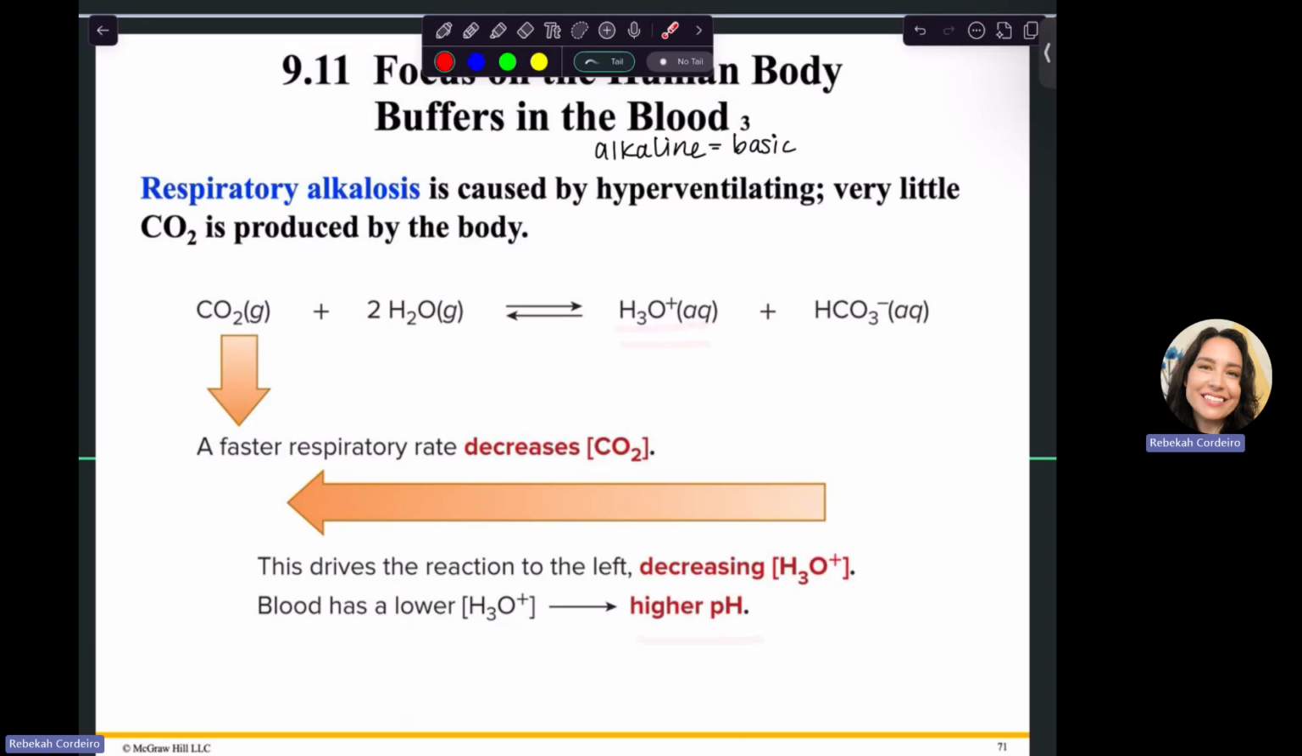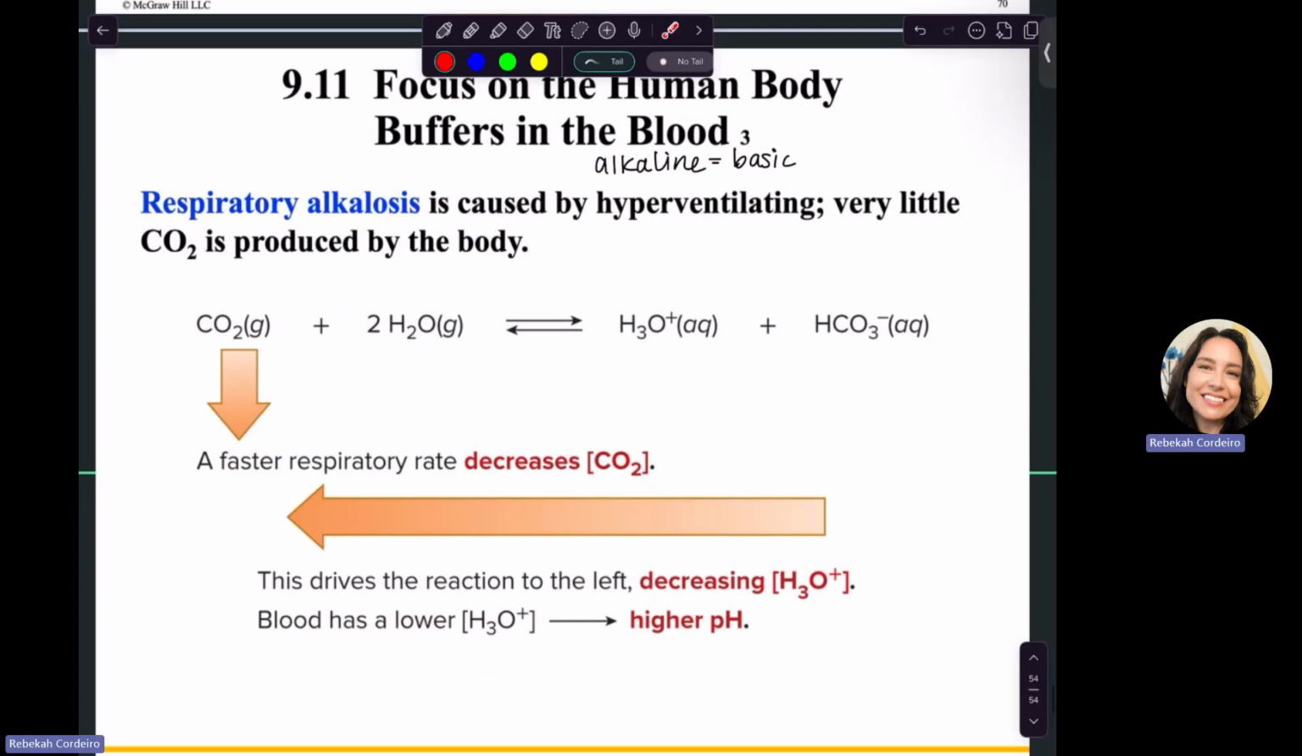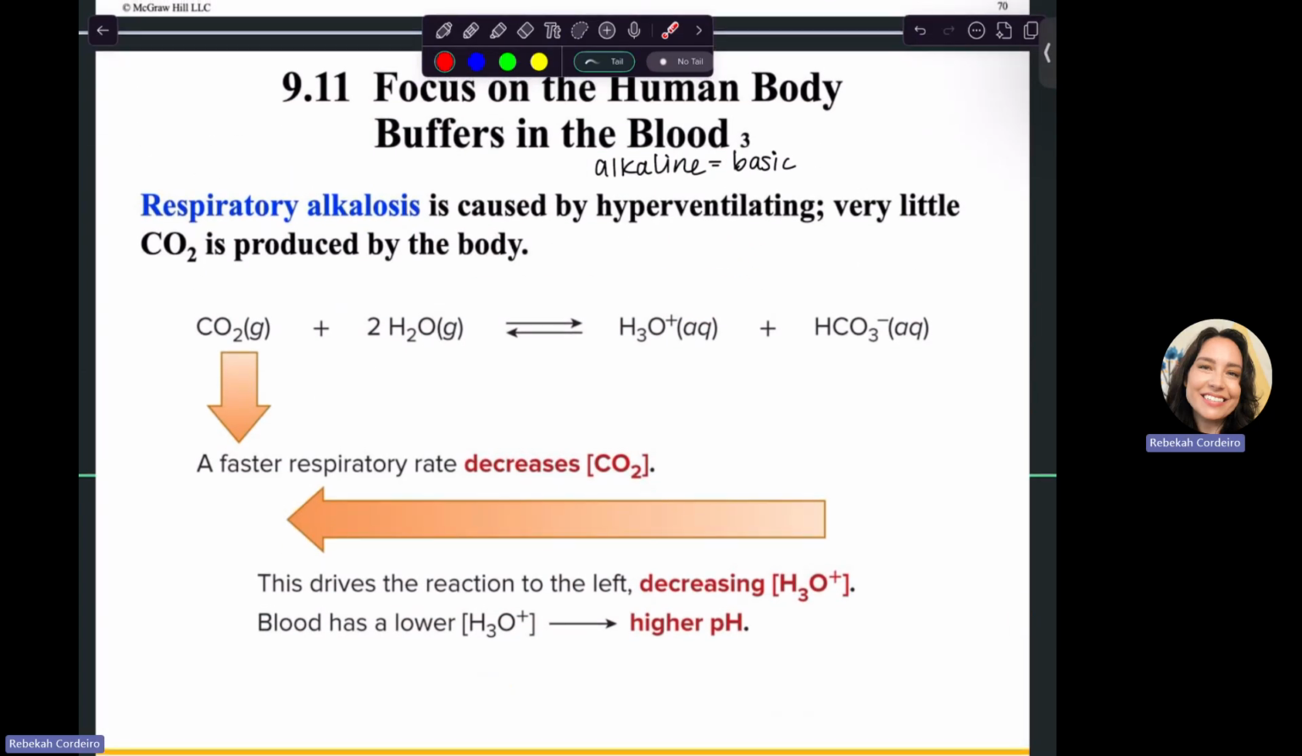There are other types of alkalosis and acidosis. You'll talk about that in your worksheet for this chapter. But that's it for the actual content. We'll do more practice in class.